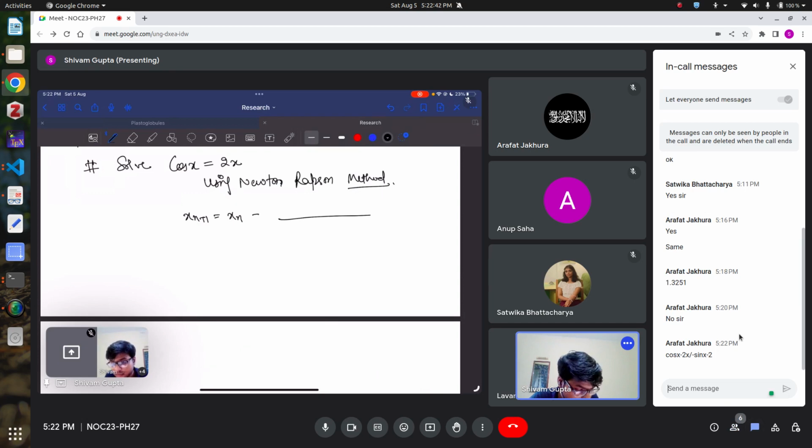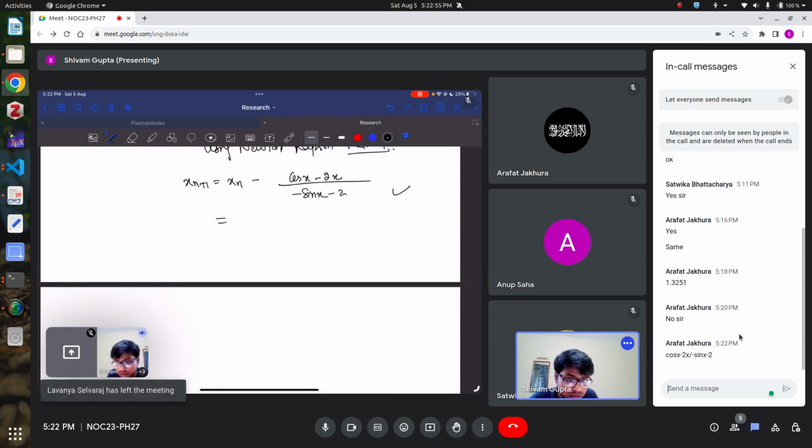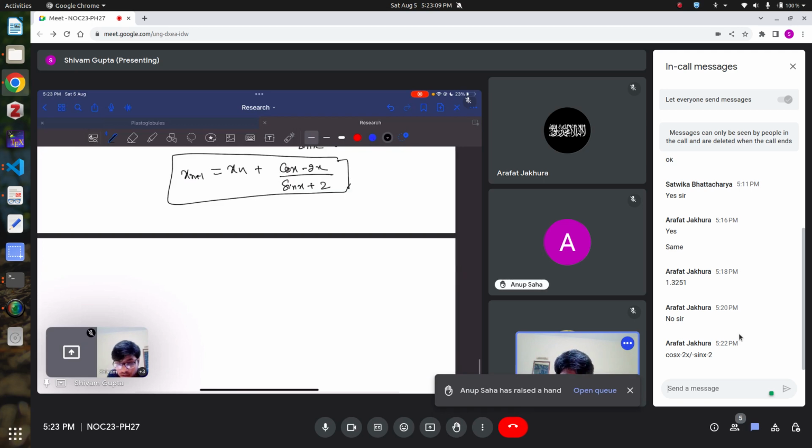Okay. So he's saying in the chat box, it's cos x minus 2x over minus sin x minus 2. Anyone has any doubt regarding this? How we got up to this? So this is our iteration formula here. Anoop Sahar has raised a hand. Do you have any doubt here? Yes, sir. Please explain.